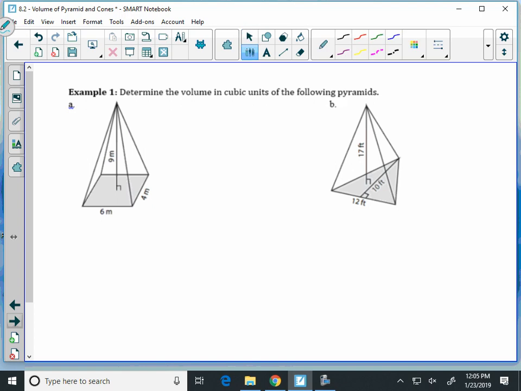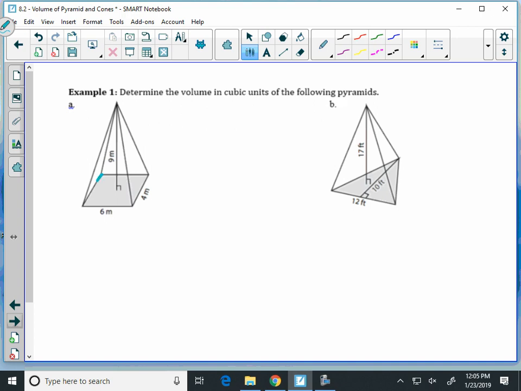So we want to find the volume of the following figures. They are pyramids. A lot of times what happens is we get prisms and pyramids mixed up. Okay? The difference between the two is a prism, what we talked about yesterday, had 2 bases. It had a base on the top and a base on the bottom. Okay? Pyramids only have 1 base.